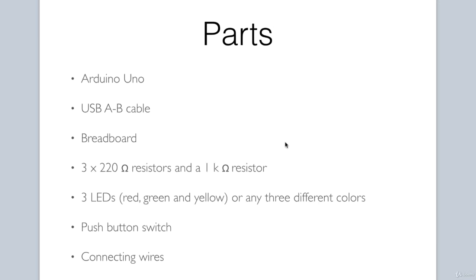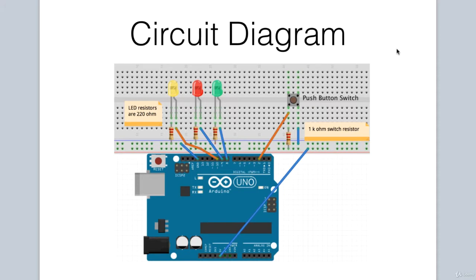Here are the parts that we will need: an Arduino Uno, a USB cable, a breadboard, 3 220 ohm resistors and a 1 kilo ohm resistor, 3 LEDs, a red, green, and a yellow preferably, or any 3 different colors, a push button switch, and connecting wires. Let's take a look at our circuit diagram.